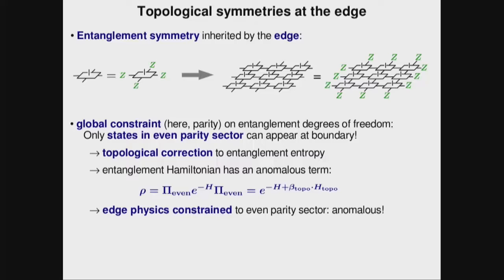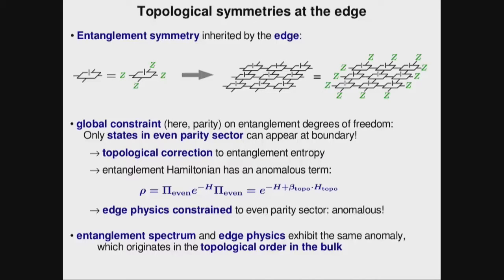So again, there's this anomalous term, right? I have this completely normal dynamics at the edge, but it has a constraint to a parity sector, which again comes from the kind of topological order I built into my system. So we see that indeed all these things can be explained from the topological order in the bulk, which again is explained by a local constraint on the entanglement degrees of freedom. And these allow us to see how these anomalous terms, these topological terms, come along and why they should be the same both in the entanglement and in the dynamics and the physics at the edge.